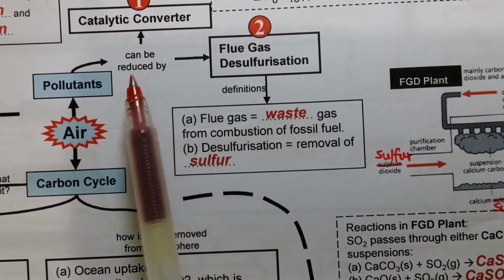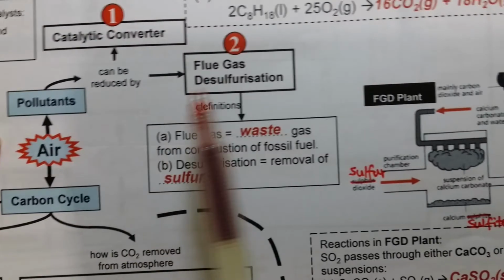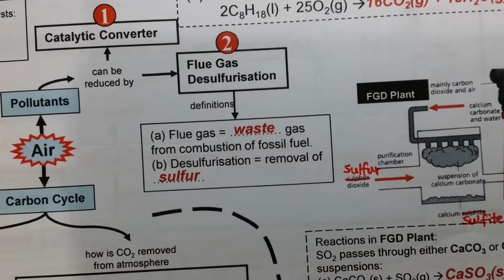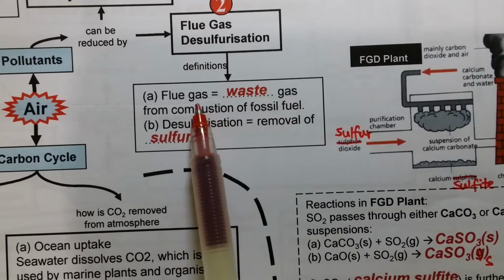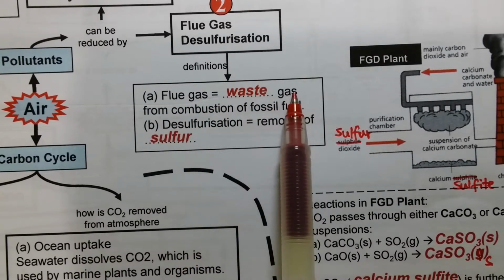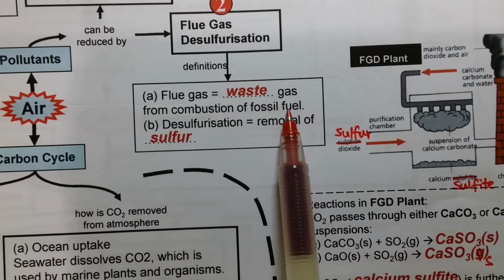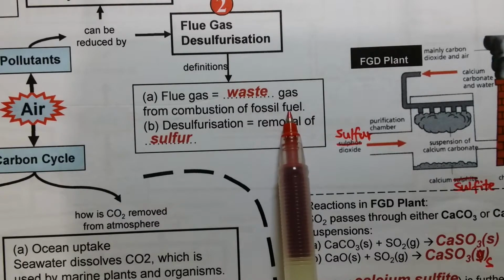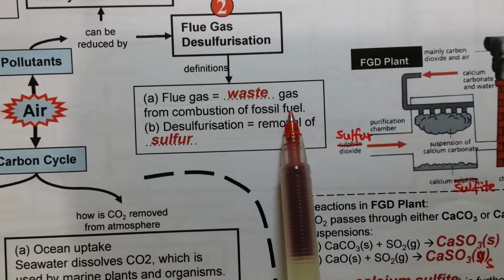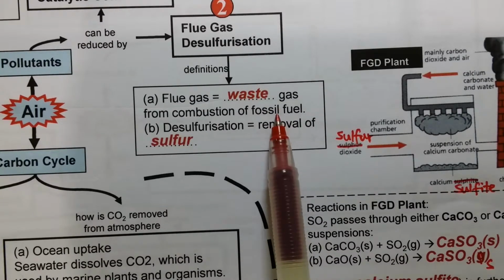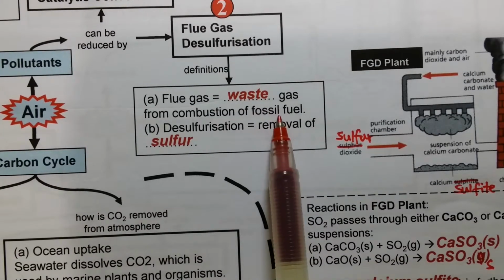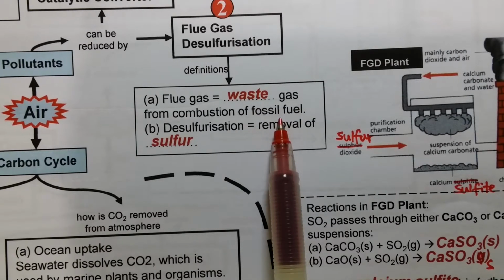The second way whereby the pollutants can be reduced is by flue gas desulfurization. Now, what is flue gas desulfurization? The meaning of flue gas is waste gas from the combustion of fossil fuel. In the factory where petroleum or fossil fuel is burned, sulfur dioxide will be produced. And sulfur dioxide, as you know, is a contributor to acid rain. It is an air pollutant.